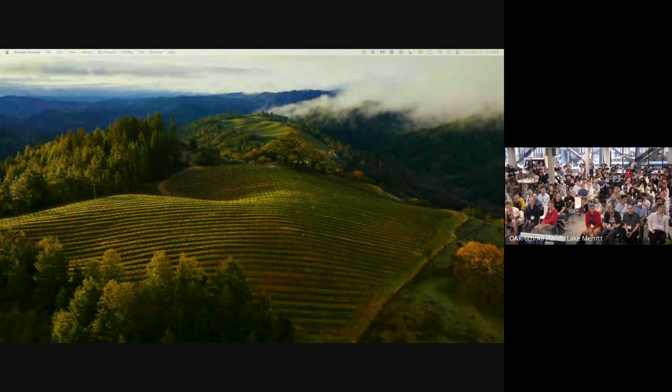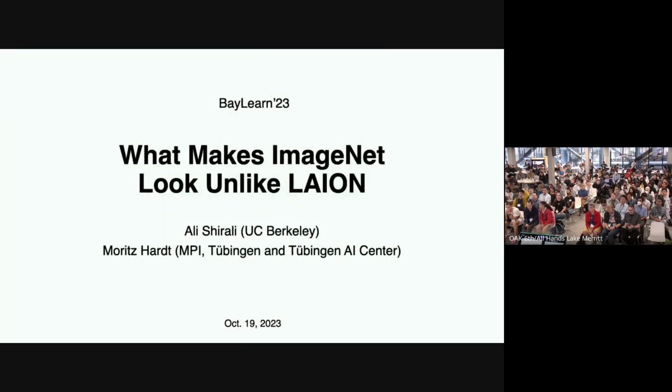Ali? Yes. The topic is what makes ImageNet look unlike LAION? Can we get the slides up, please? Okay, just a second. 1, 2, 3. There you go. Is this working? Yes.